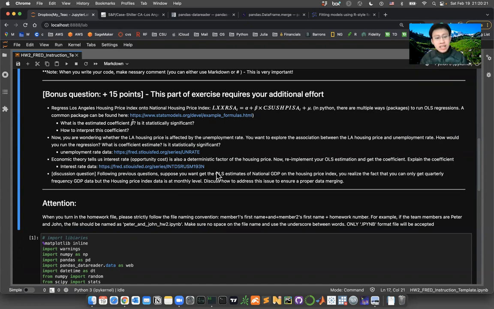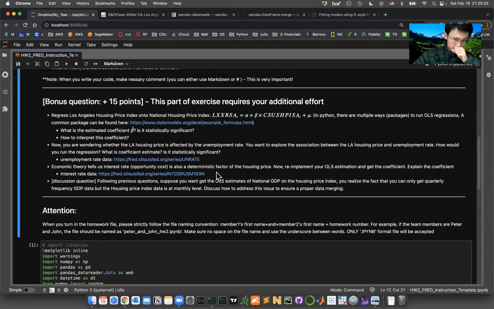Okay. The very last part is kind of interesting. It's more like a descriptive question. So what I want you to do is to think about this. Suppose you want to get the OLS estimates of the national GDP onto the housing price index. In other words, you think the general economic level has some sort of predictive power for the housing price, which is quite legitimate, right?